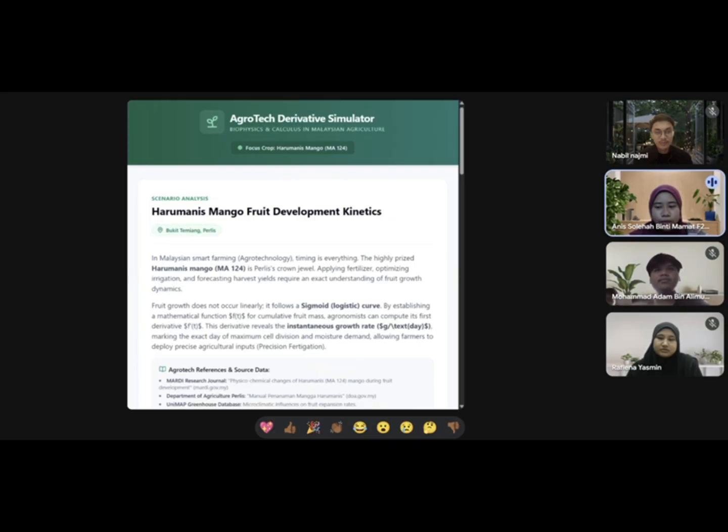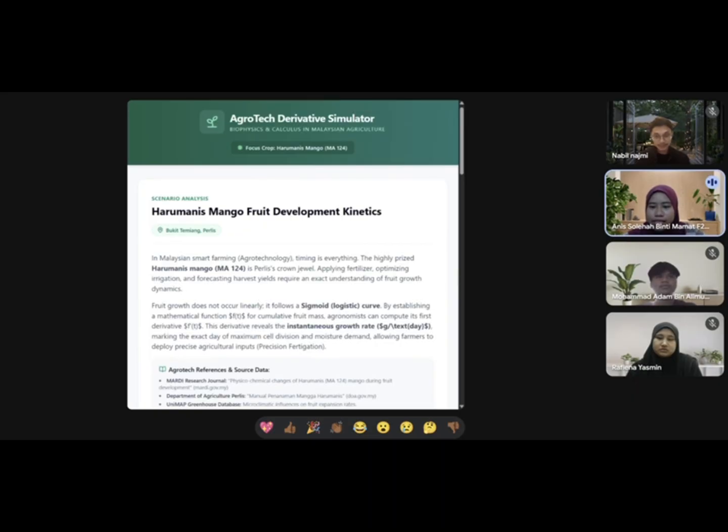Today, I am proud to present my interactive web application, the Harmonious Growth and Derivative Simulator. As an agrotech student, my goal is to demonstrate how we can bridge the gap between pure mathematics and modern precision farming in Malaysia to maximize crop quality and minimize agricultural waste.